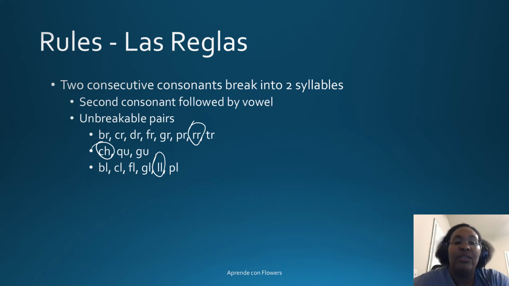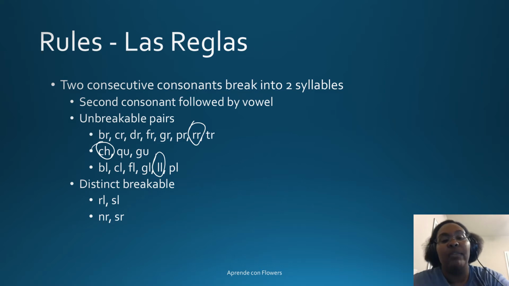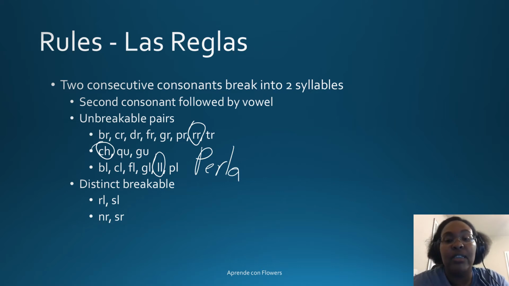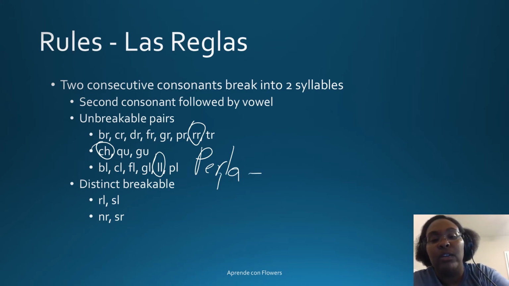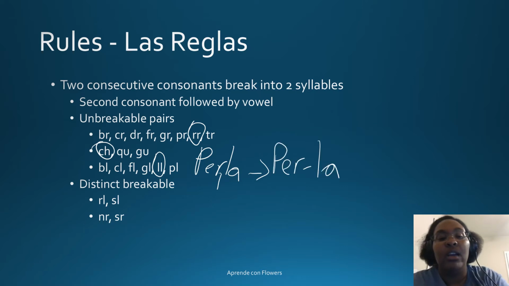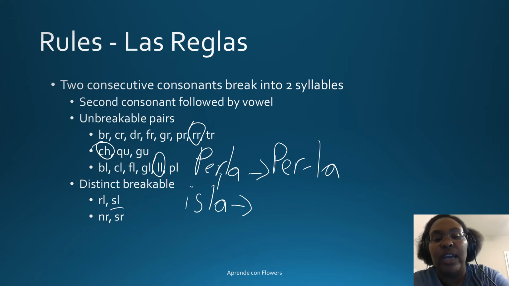And so, as we have unbreakable pairs, there are also definite breakups. There is the RL and the SL that I will be going over. We have the word perla. It's also a name in some places, but it means pearl. And so because of this rule, we know that we will break the word up right there. So we end up with per-la. For the SL, we have isla, meaning island. So we have is-la.